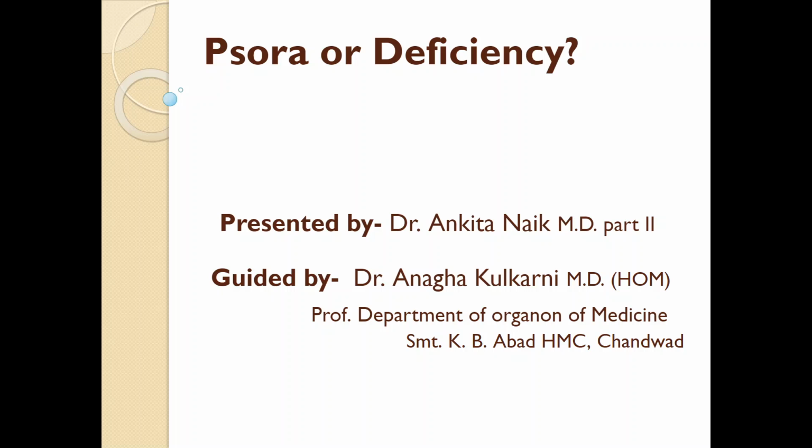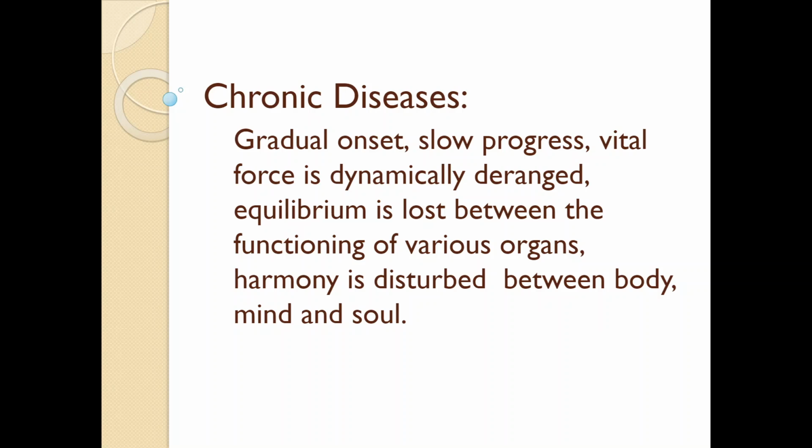Hello dear all. In this presentation we discuss Psora as deficiency, a chapter from Roberts' philosophy. So first, before going into the discussion, let's see what is the understanding of chronic diseases by Dr. Hahnemann. They have gradual onset, slow progress, and the vital force is dynamically deranged. Equilibrium is lost between the functioning of various organs and harmony is disturbed between body, mind and soul.